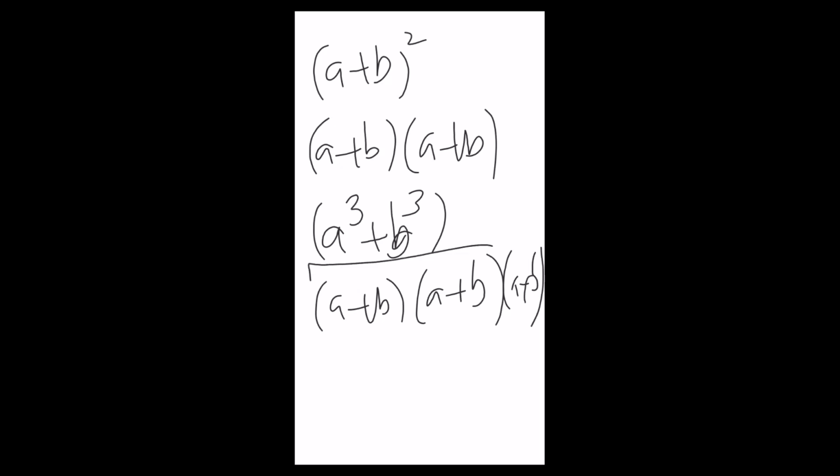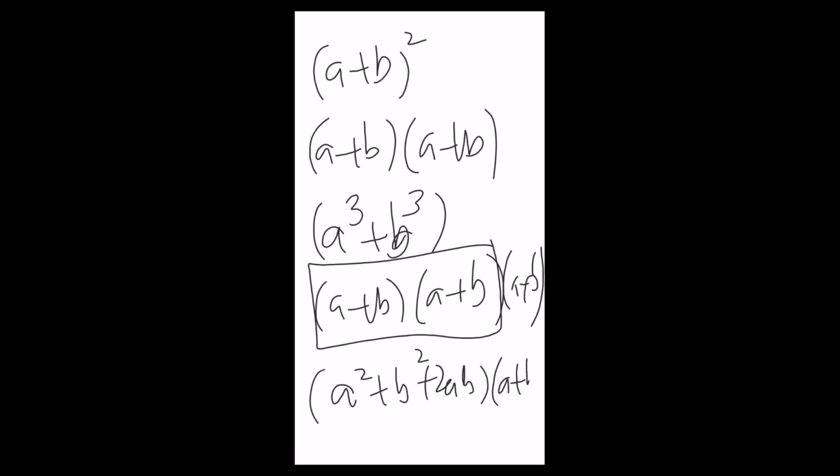See these two terms, you can easily get that a plus b and a plus b are a squared plus b squared plus 2ab. Now, the other term is a plus b. Exactly, is that your answer? A squared plus b squared plus 2ab into a plus b. Okay, got it?